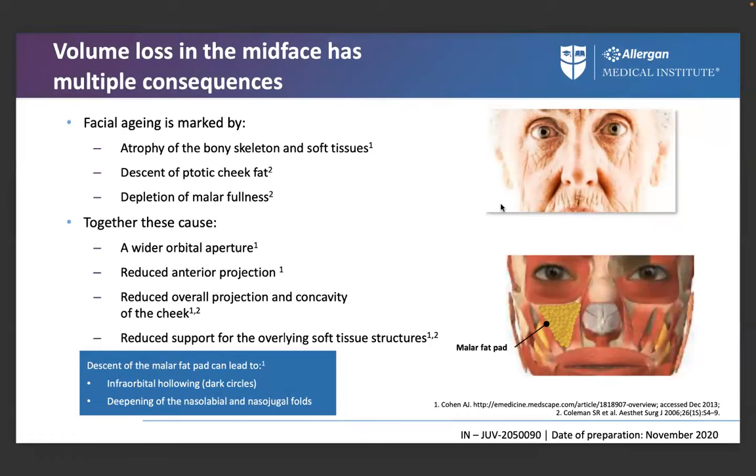Then there is reduced support for the overlying soft tissue structures. Descent of the malar fat pad can lead to two things: one is infraorbital hollowing, and second, deepening of the nasolabial folds and nasojugal folds. So if we have to treat the infraorbital hollowing, we first have to treat the cheek. Before treating the nasolabial fold and nasojugal groove, we have to treat the cheek, because malar fat pad descent is the cause.